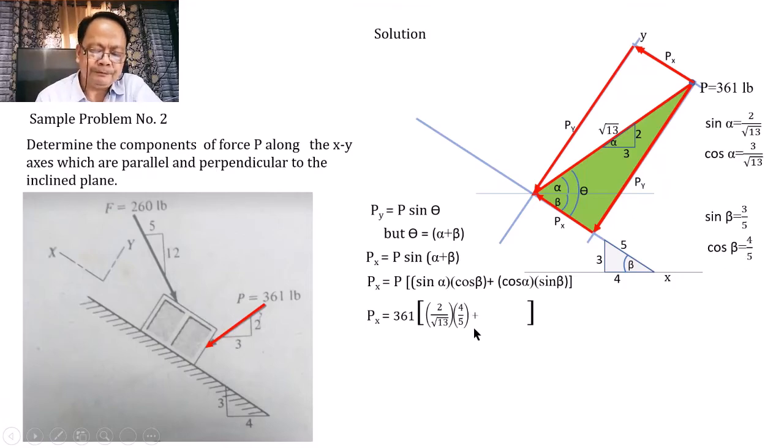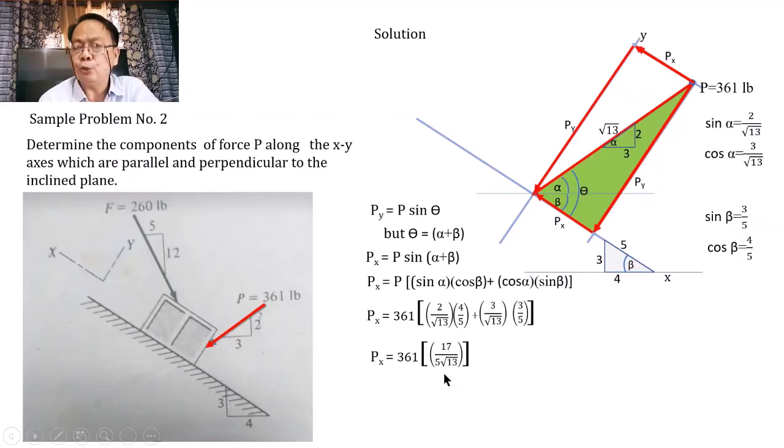Ito yon, di ba? Plus cosine of alpha, which is 3 over the square root of 13, and sine of beta, which is 3 over 5. So I have here 3 over 5. Again, if you are to examine, the terms inside the bracket have the same denominator. So we simply add the numerators, which are the products of 2 and 4 and 3 and 3. So I have here 2 times 4 plus 3 times 3, and the sum is 17. Therefore, this becomes now equal to 361 multiplied by 17 over 5 times the square root of 13.